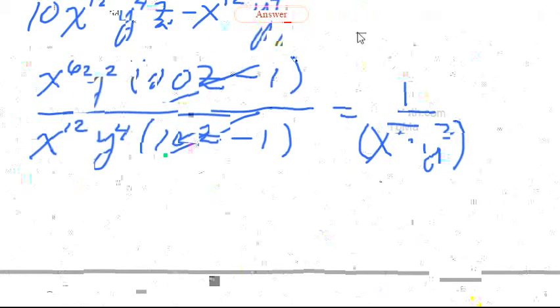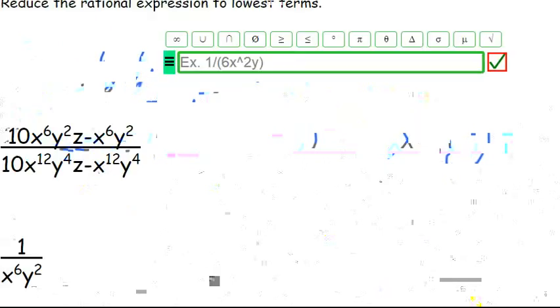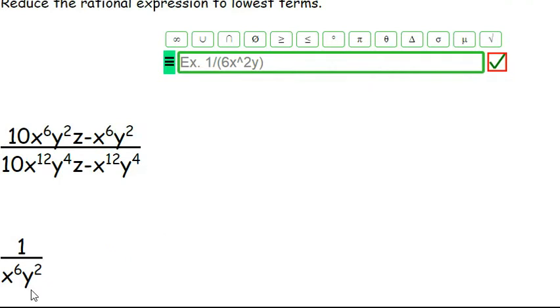What have we got? Answer? Is that what we need to do? x to the 6th, y squared. Of course, if you're writing it like this it's fine. But if you're linearizing it, you want to write it like that, with parentheses around it.